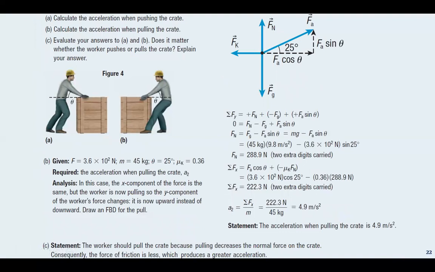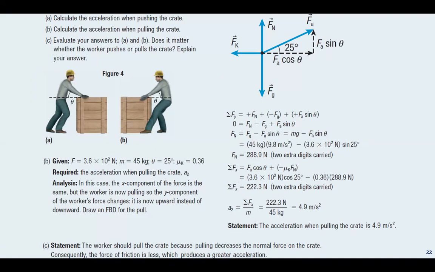Okay, next let's have a look at question B. So the method is quite similar, right? So in this case, the x component of the force is the same, but the walker is now pulling. So the y component of the walker's force changes. It is now upward instead of downward. So we can again draw an FBD for the pull.